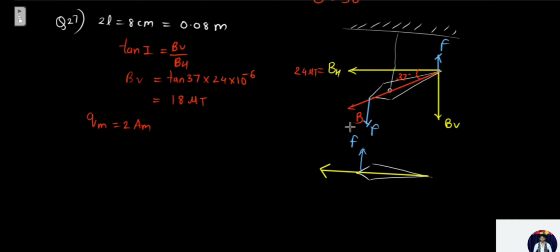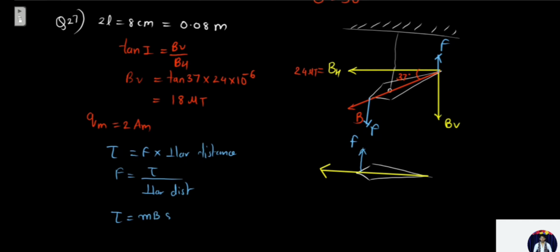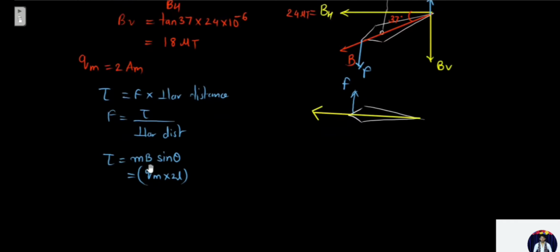So this force can be found out using the torque formula, because torque is equal to force multiplied by perpendicular distance. So force will be equal to torque upon perpendicular distance. Now torque is not known to us. So first we'll have to find out the torque. So torque will be equal to mB sine of theta. Again, the magnetic moment is not given to us, so we can use Qm into 2L, that is the pole strength multiplied by the dipole length, which gives us the magnetic moment, into B into sine of theta.